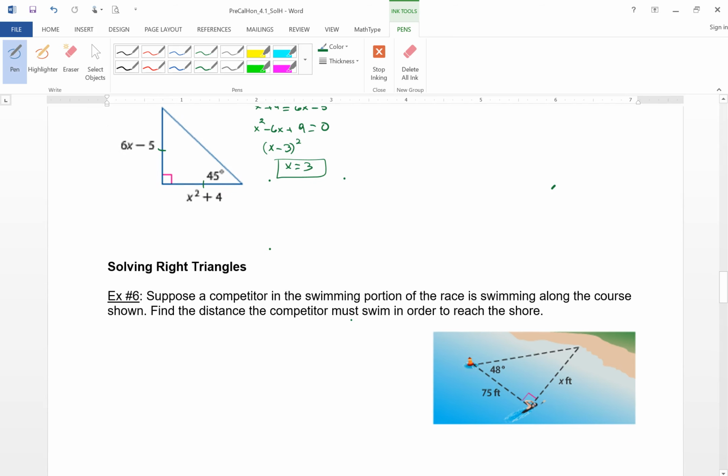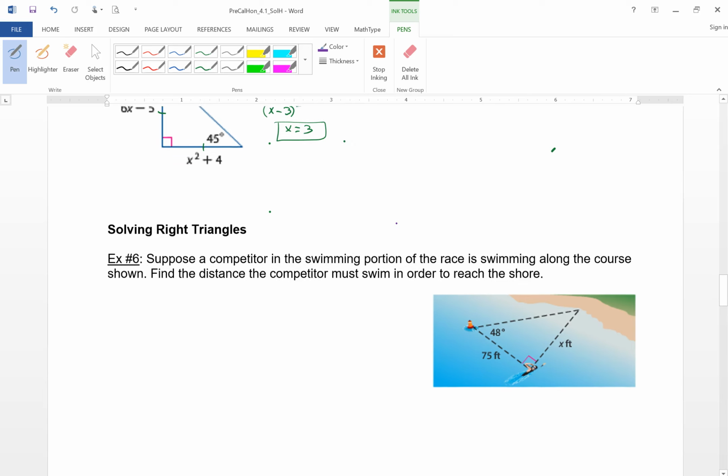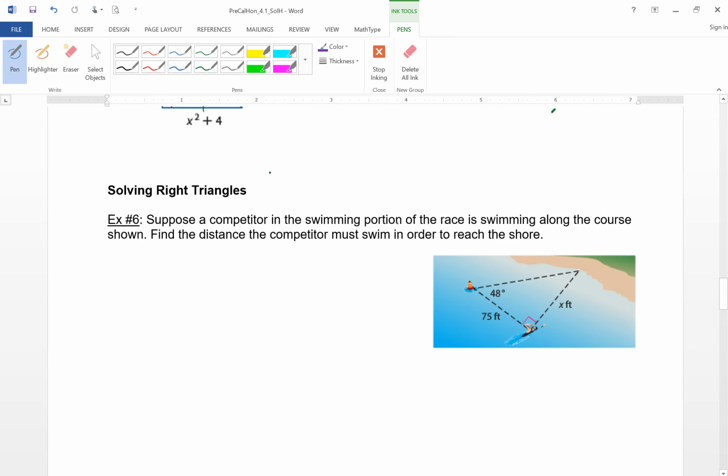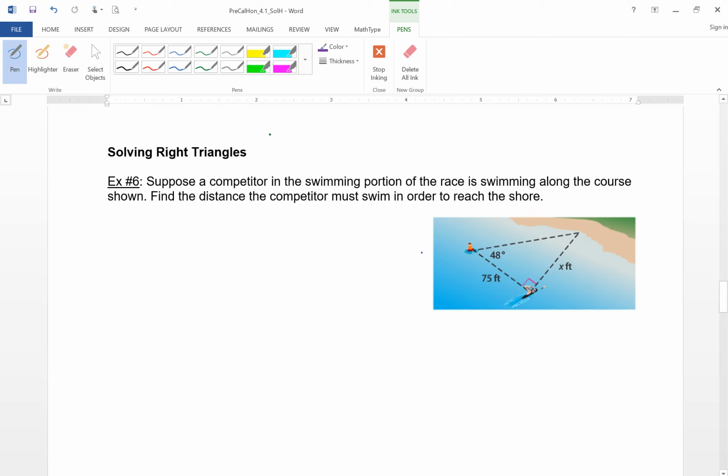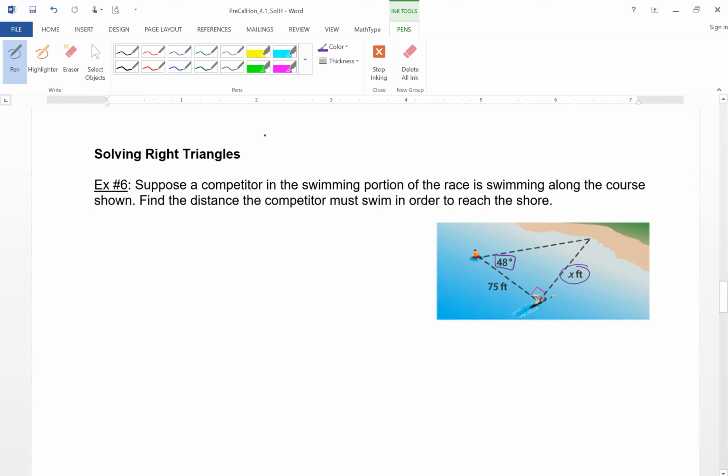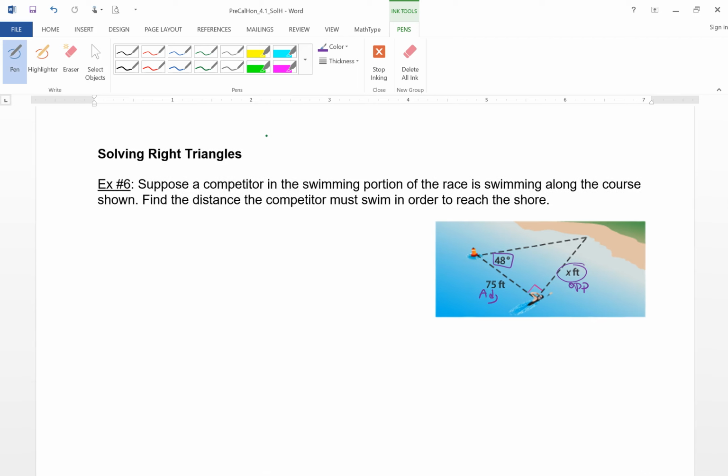So this guy here in example 6 is swimming in a competition. And here is one where you would need your calculator. Find the distance the competitor must swim in order to reach the shore. So here's what we need to find: x. We're given an angle. We have an opposite side and an adjacent side. If you just translate the entire world into triangles, you will see how many different applications of this stuff there are. Okay? So this is the tangent.